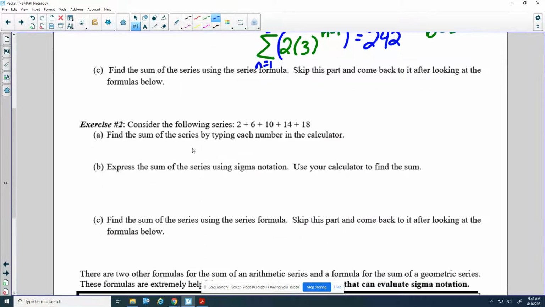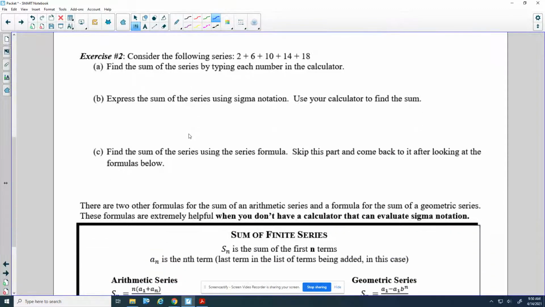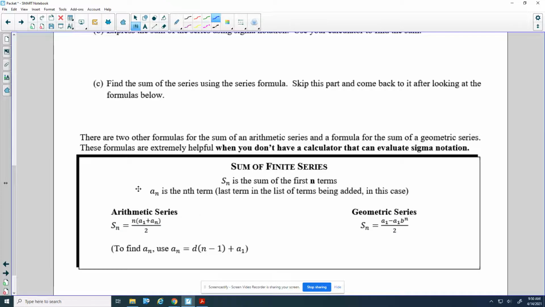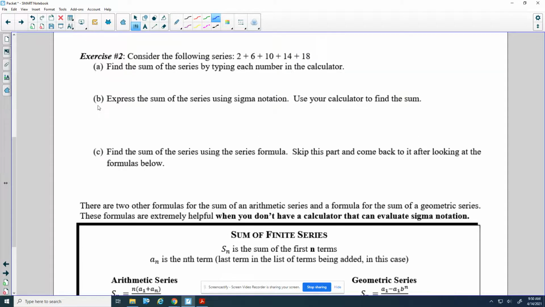So let's scroll down. And we notice that there are formulas we can use for this. So we will be coming back to this, okay? And I actually noticed that there's a typo on this one, so let me just fix that. Okay. So let's scroll up.